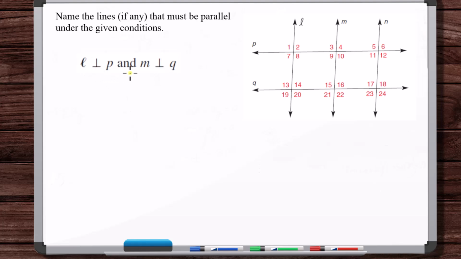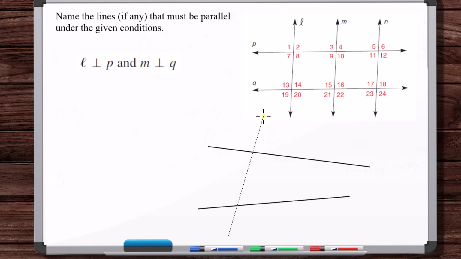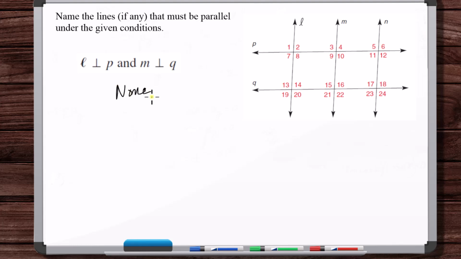Okay, if L is perpendicular to P and M is perpendicular to Q, then what does that tell us? Well, that doesn't tell us anything. That gives us no information, at least in terms of two lines being parallel. So, let's draw a perpendicular here and a perpendicular here. We've got L perpendicular to P, and then M perpendicular to Q. But clearly, none of these lines are parallel. So does that mean that the conclusion is that none of the lines are parallel? Well, no, I could have drawn it to where L is parallel to Q and P is parallel to M, and this is still satisfied. So this doesn't tell us anything here. No basis for anything.